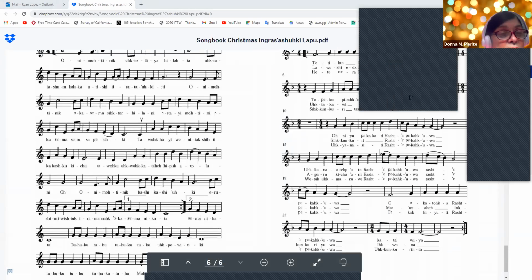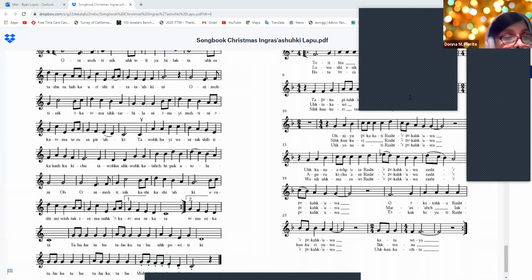try. Let's see. Oni motinik uktelia hilata, ukrata shuru, ukata shuru, haka urishi. Tirata ukini, oni motinik, okasema siktar hilani. Hasta yimotini, okasema serusa piruki. Tawuk hayiwe, nina takshiti kakakashki kakashku ichu. Tawuk ukwokat. Touch book, he book atoluni. Oni motini kashikashi uki eros.